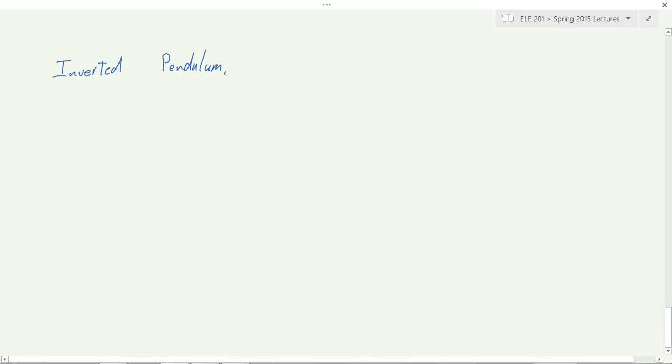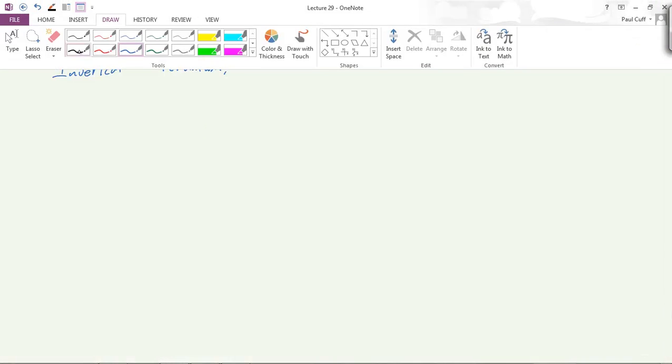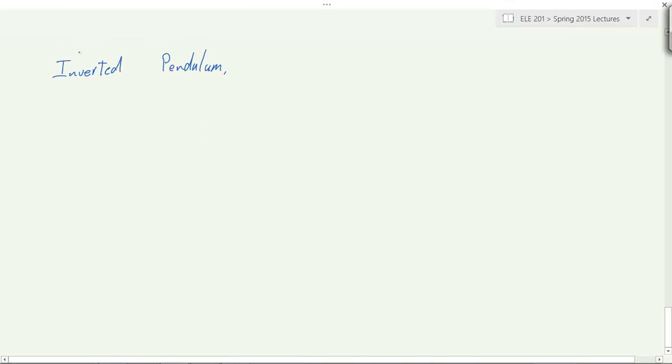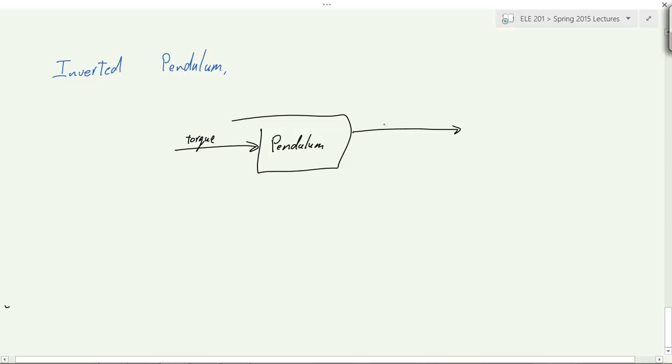Okay, let me just write down a formula here so we can see how it's unstable. I mean, we know it's unstable, but this is the system we want. We have the pendulum, and we're able to apply a torque here. And out of this, we have two sensors. We have position, and we have the angle. And we're just going to use the angle first here.